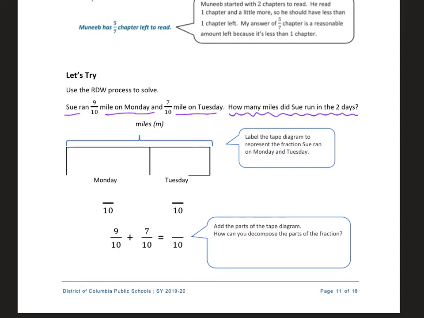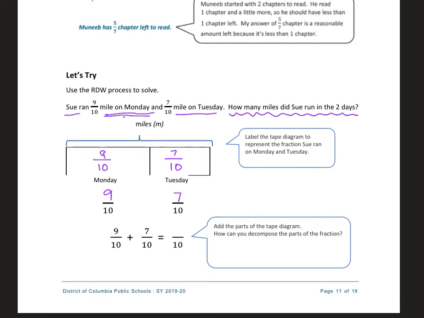Okay, so it says label the tape diagram to represent the fraction Sue ran on Monday and Tuesday. It already wrote Monday underneath and Tuesday underneath. If I go back to my problem, I can see that Sue ran 9/10 of a mile on Monday. So in the Monday box on the tape diagram, I'm going to write 9/10. And in the Tuesday box, the problem says she ran 7/10 of a mile, so I'm going to write 7/10.